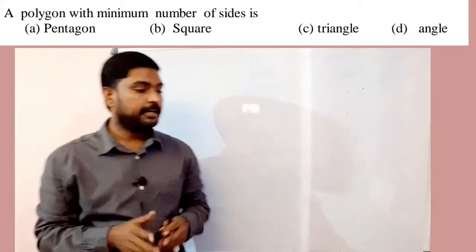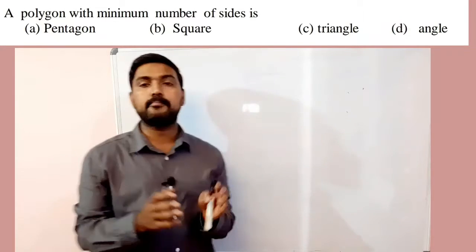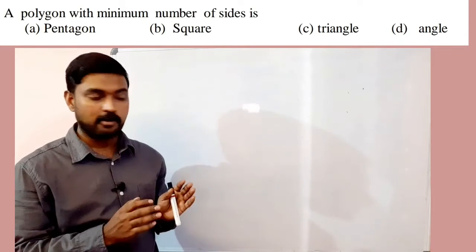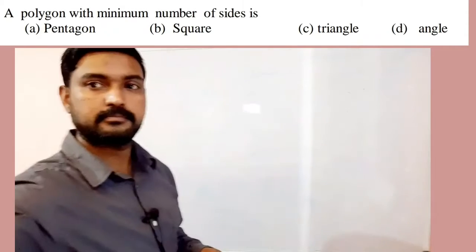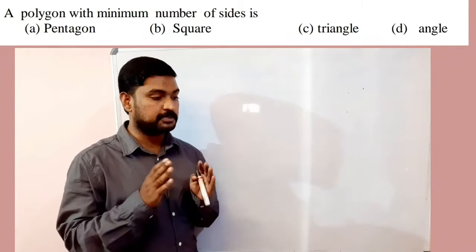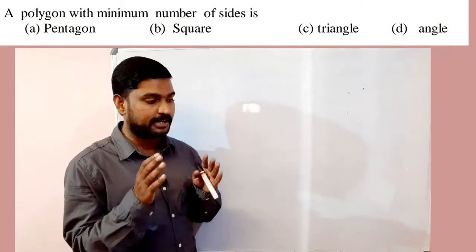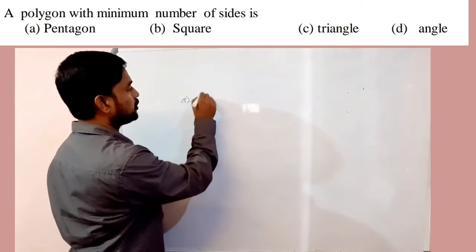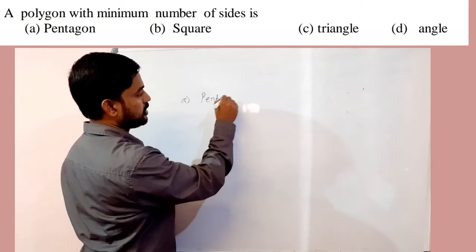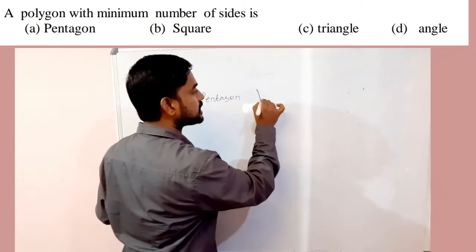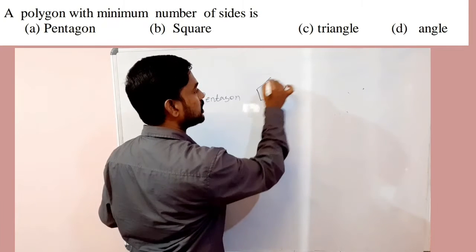Next question: a polygon with the minimum number of sides is dash. Option A is pentagon, option B is square, option C is triangle, and option D is angle. So we can think of these 4 options. Option A, pentagon. Pentagon is a polygon with 5 sides. A 5-sided polygon is known as a pentagon.